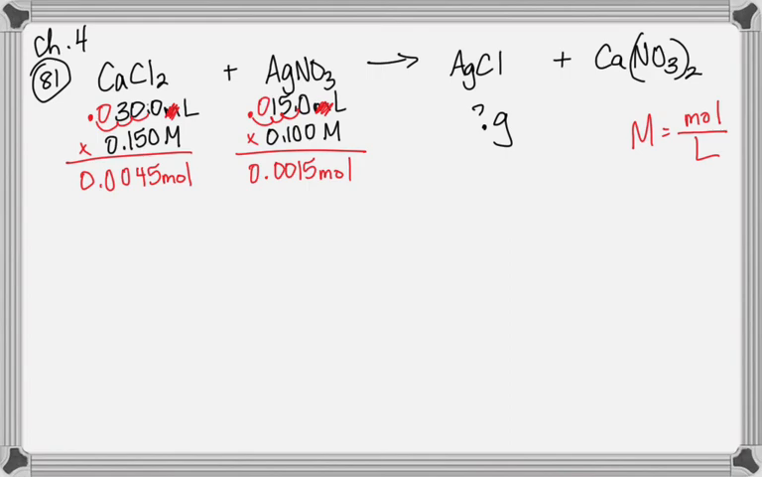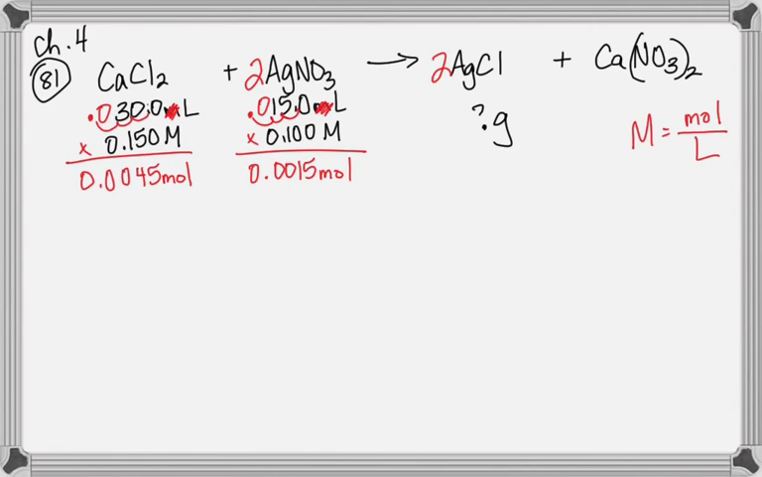you know what I did not do before I started? I didn't balance this equation. And I'll say that on the test. I'll remind you to balance because it's not balanced right now. A 2 on the AgCl, and a 2 on the AgNO3. Now it's balanced. Okay? So we have moles.